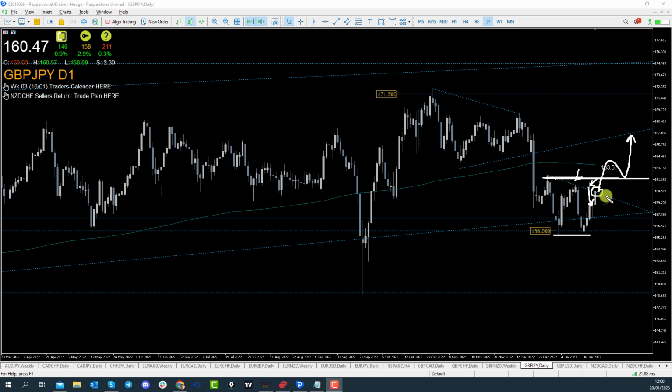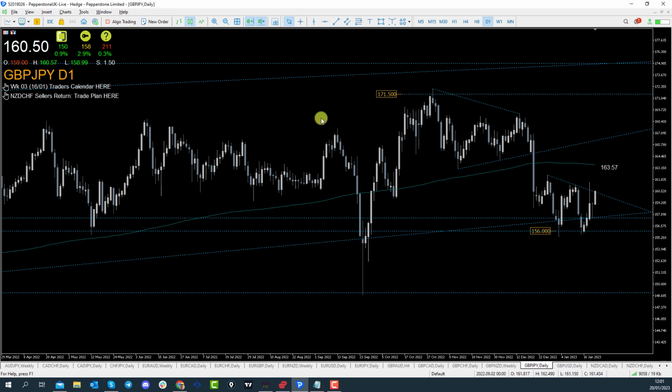Alternatively, where else could we buy? Well, I'd want to be a buyer back down at these previous lows. So if price came back down into the 156, I'd be looking for long opportunities around that area to trade within this range as well. So ideally, I want to see price trade to the upside. If not, we'll see it come back down to this 156 handle. I don't really want to be trading in the middle here. I want to see if price can make a move potentially to the upside for pound yen.